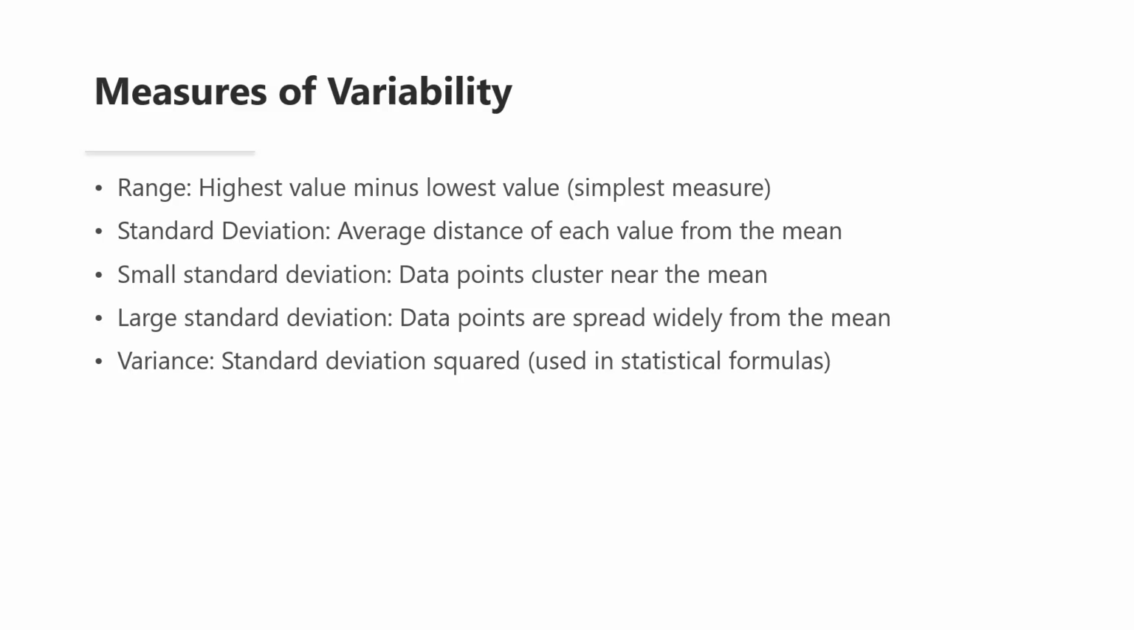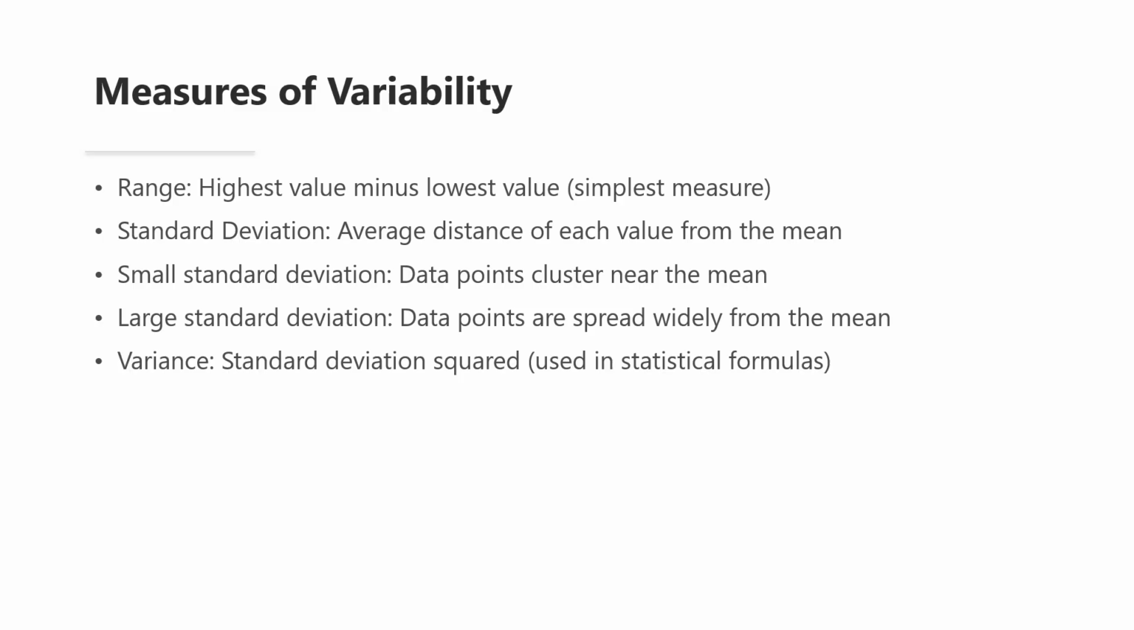For example, imagine two health education classes that both have a mean test score of 80. Class A has a standard deviation of 3, meaning most students scored between 77 and 83. Class B has a standard deviation of 15, meaning scores ranged from 65 to 95. Both classes have the same average, but Class B has much more variability in performance.